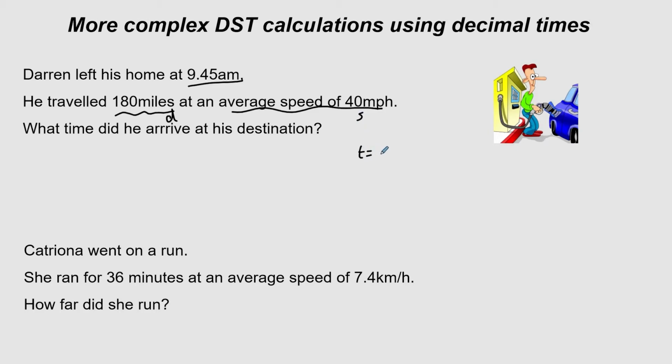So the time is the distance divided by the speed. The distance is 180. The speed is 40. And again, we can just count that up. We can do that without a calculator. So practice those non-calculator skills. How many 40s fit into 180? Well, 4 40s are 160. And then we've got another 20, so that's 4.5. So the time was 4.5 hours, or 4 hours and 30 minutes.